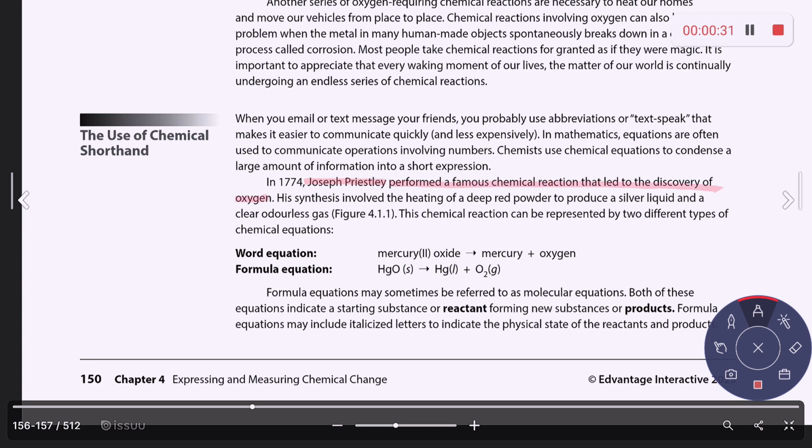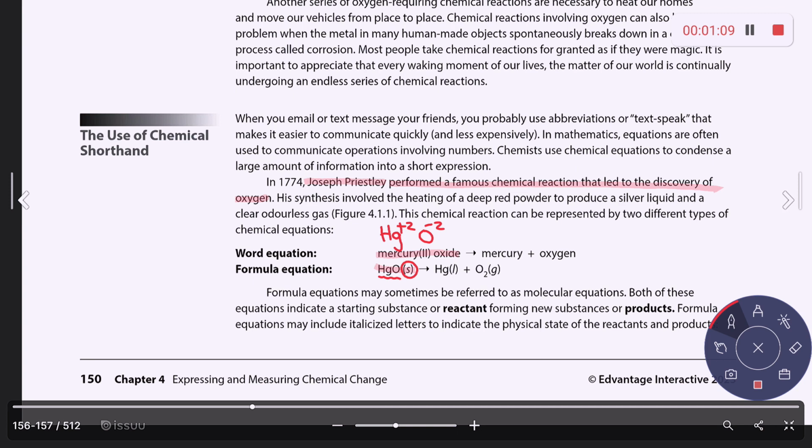And what happened was he took this deep red powder, which was mercury 2 oxide. Powder is a solid. Mercury 2 oxide is HgO, and we know that because mercury 2 would be Hg plus 2, oxide would be O negative 2, and if you're making a neutral compound, you would need one of each ion to make HgO, okay? The solid, the little S that's in parentheses after it, that indicates its state of matter. So when they say it's a powder, that's why you put S to represent that it's a solid.